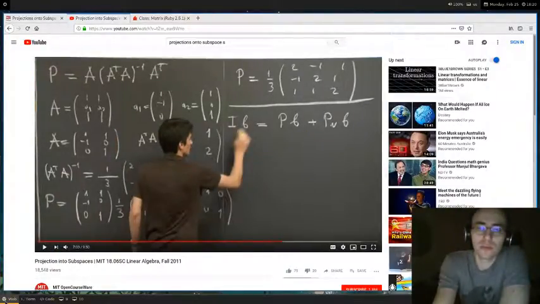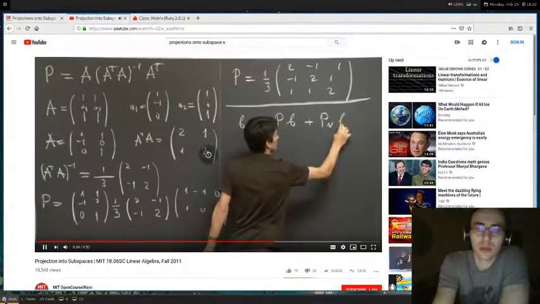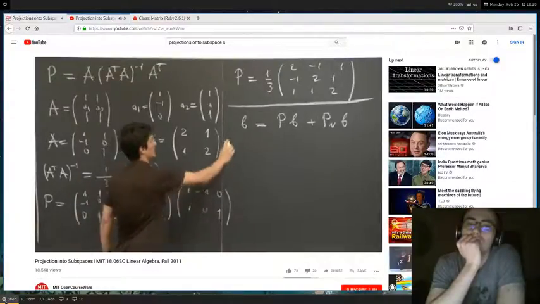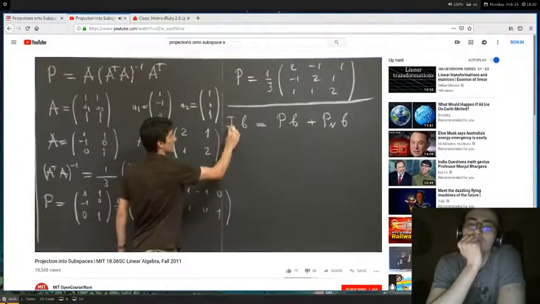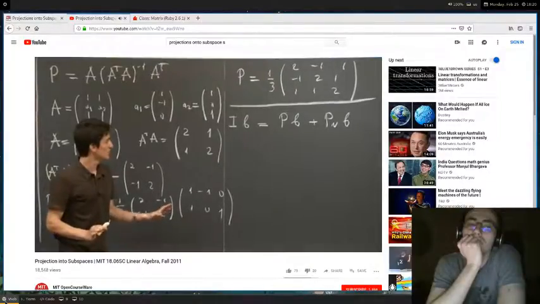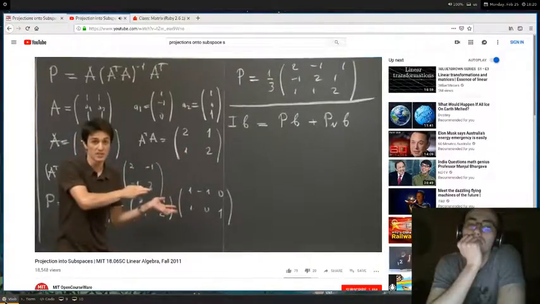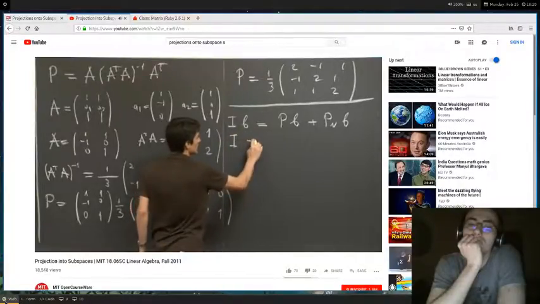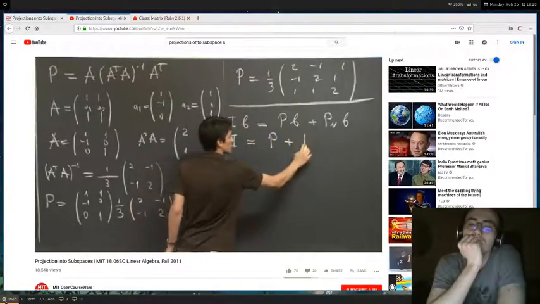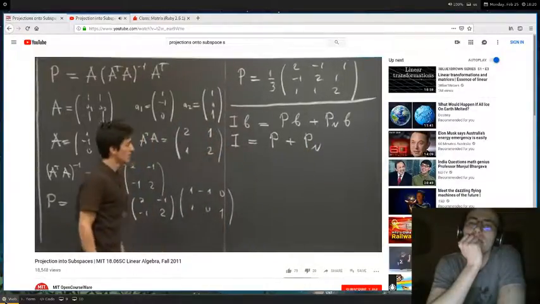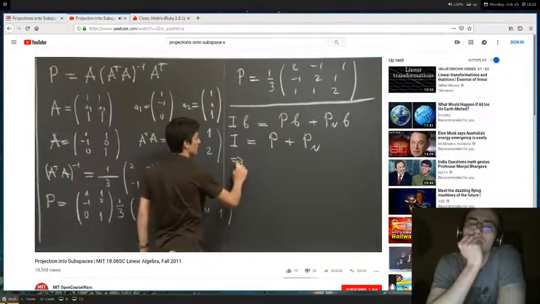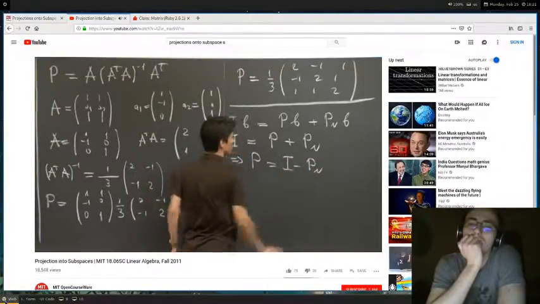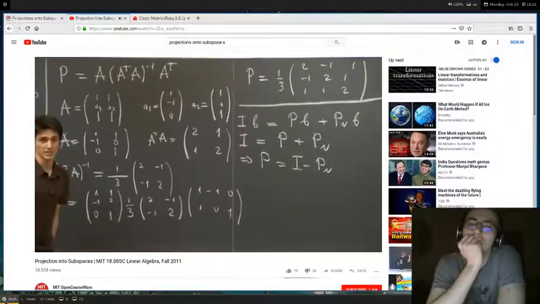Sure, I follow this stuff. So that you can, okay, I'm going to suggestively write here the identity matrix so that you can immediately read off a matrix equality associated with this. Equality here is the identity equals P. Why though? And therefore the projection matrix is just the identity minus the projection matrix onto the normal vector.